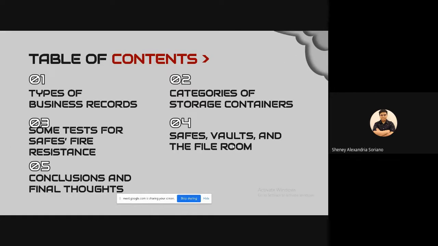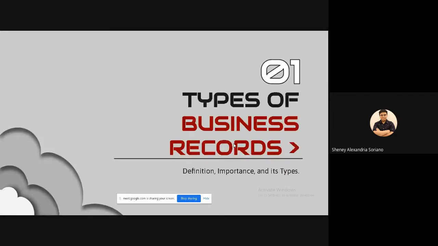So we will talk about the following: the types of business records, the categories of storage containers, some tests for safe fire resistance, safe vaults in the file room, as well as sharing our conclusions and final thoughts as a group.